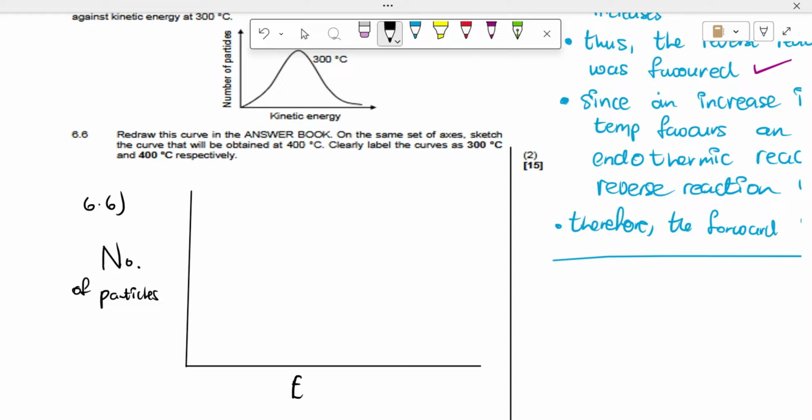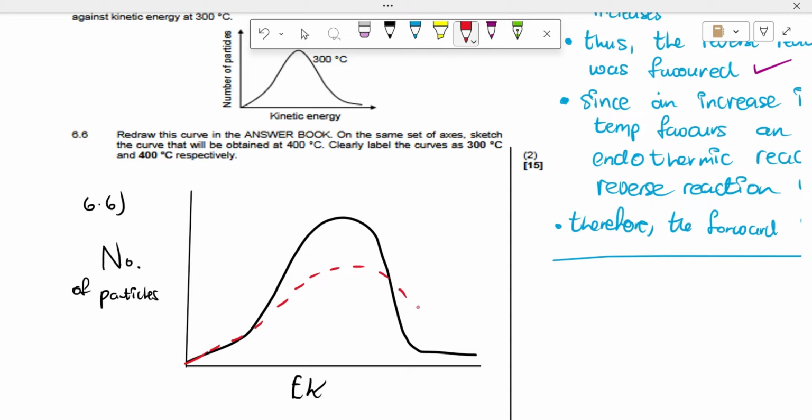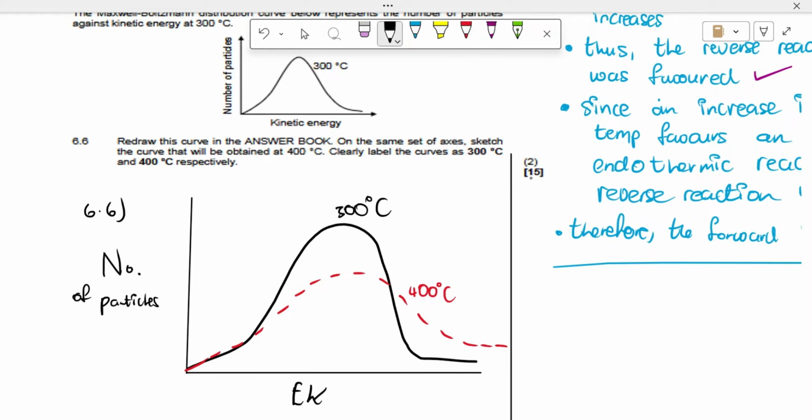So number of particles, and then we have kinetic energy here. The initial graph was something like this. Now, if I introduce 400 degrees Celsius, I would have something like this. And there we go. So this is 400 degrees Celsius, and this is 300 degrees Celsius. And that is the end of this question, ladies and gentlemen. Full 15 marks.